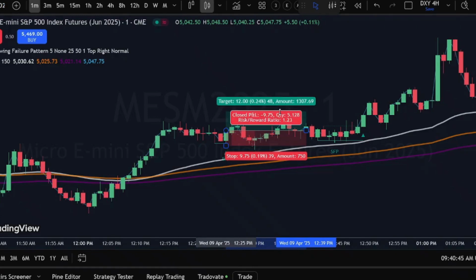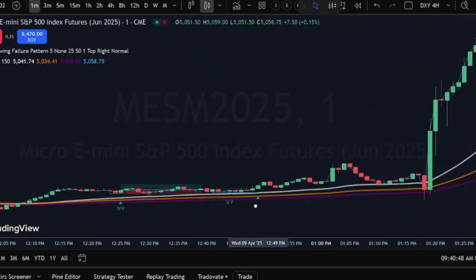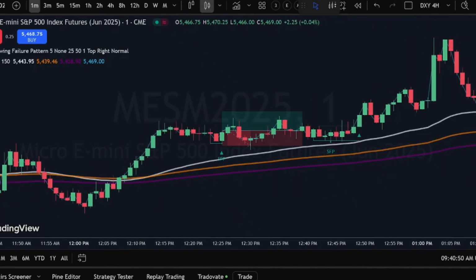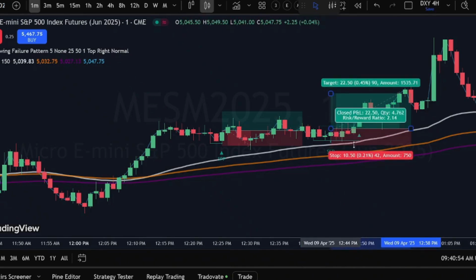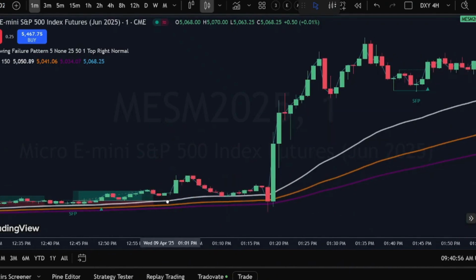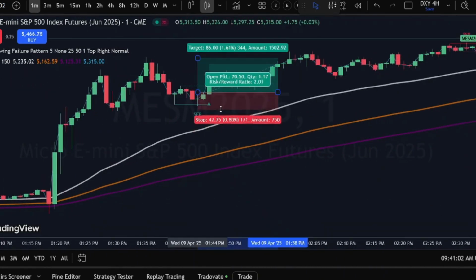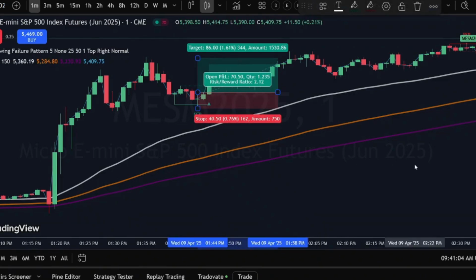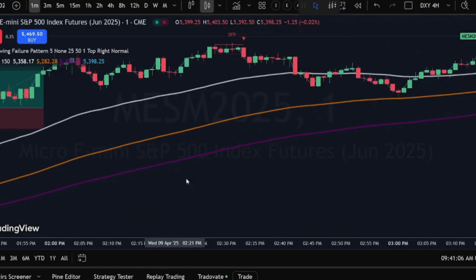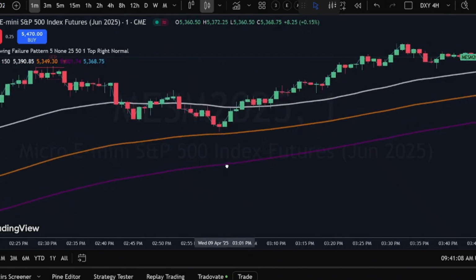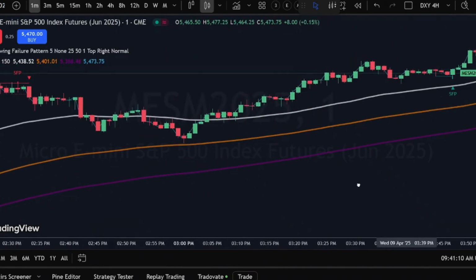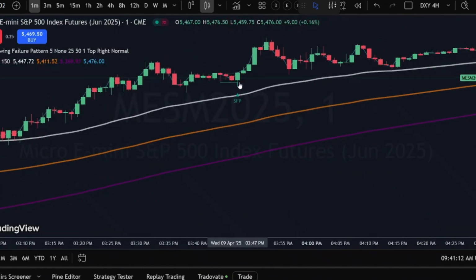Looks like it. There's another one here. Nice one there, 2 to 1. And another nice 2 to 1 right here. Another nice one against the trend. And that's done. If you kept trading, you could take this one.